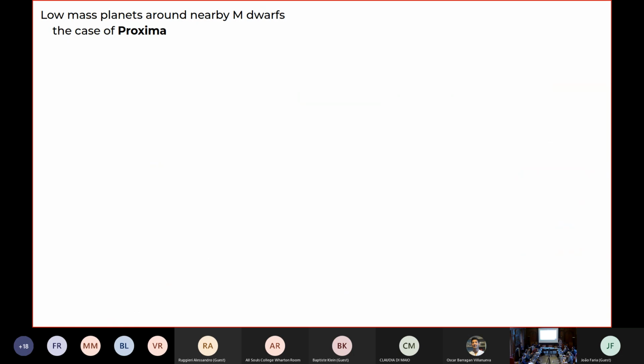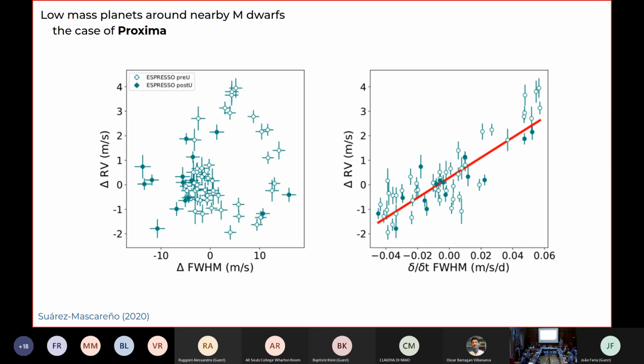Then there is a second case, Proxima Centauri, which we have observed with ESPRESSO quite intensively over the last few years. Initially, we published a paper led by Alejandro at the time, in which we were able to confirm the presence of Proxima b, the planet at 11 days.